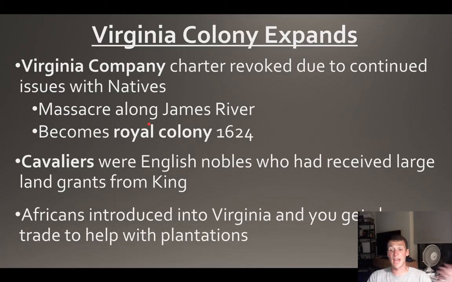So the big thing are the Cavaliers, right? The schools are named after them. You have English nobles that had been loyal to the king, that had worked with the king, maybe helped him in a war or anything, right? They're going to receive land grants in the New World because of their loyalty, right? Eventually, you're going to get Africans introduced into Virginia, which is when you're going to get the slave trade to help with the plantations, right?